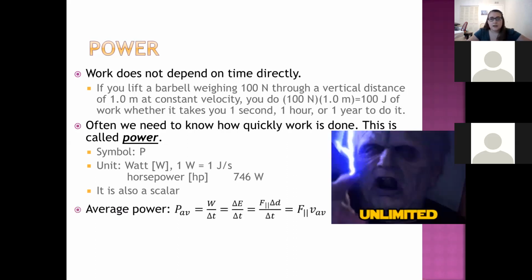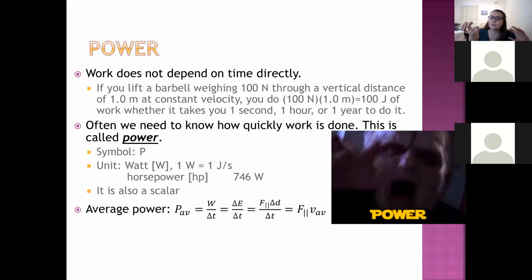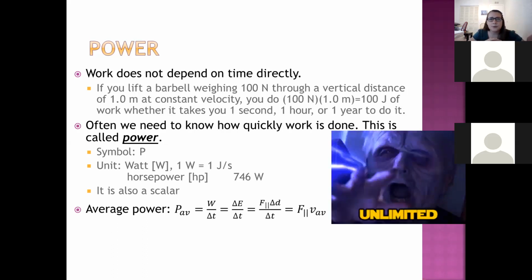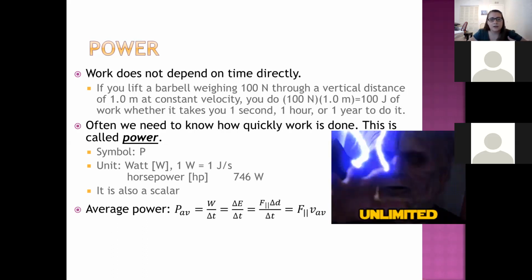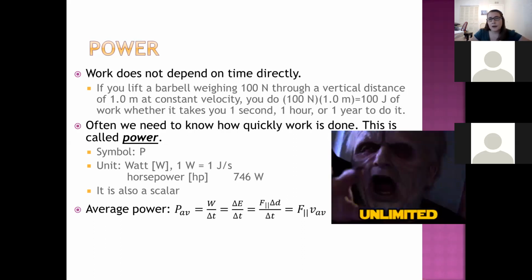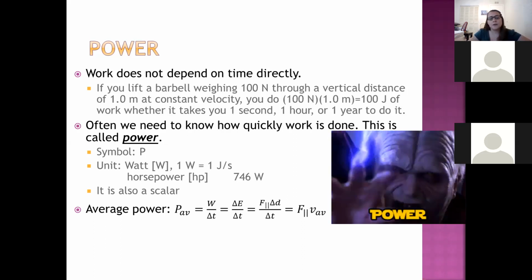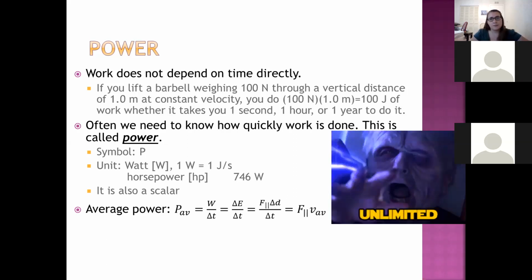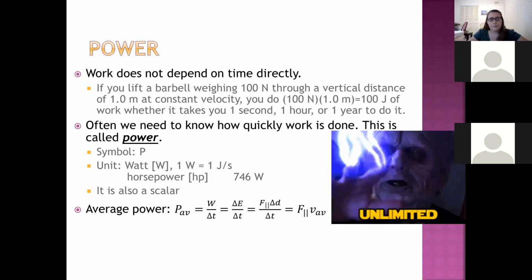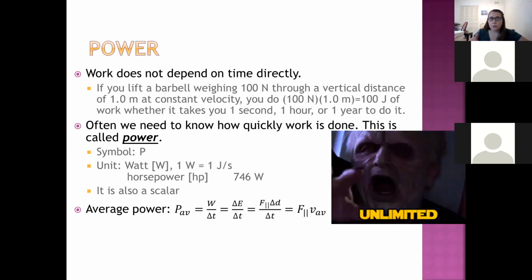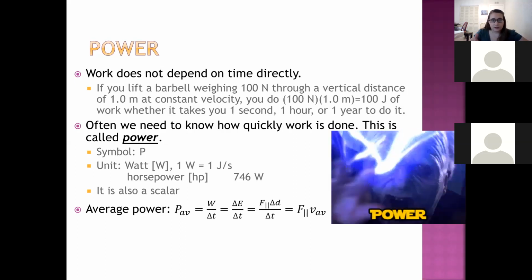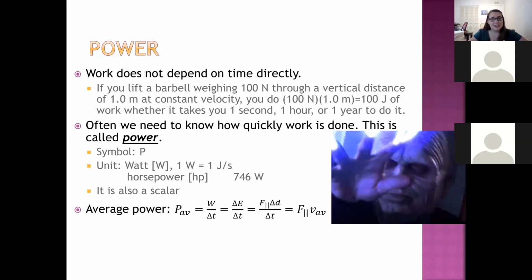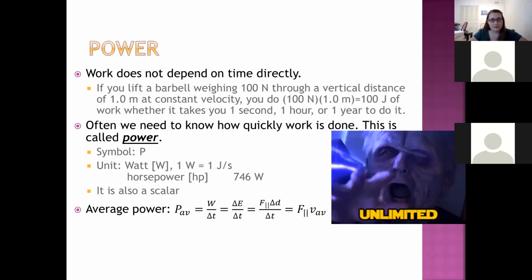All right. And just like we did back in chapter 2 when we were dealing with velocity and that sort of thing, we'll have an average power and an instantaneous power. So average power is the work divided by the change in time. It's the rate of the work. But we also know that work, thanks to the work-energy theorem, is the change in kinetic energy.